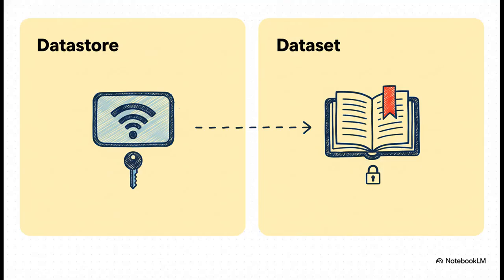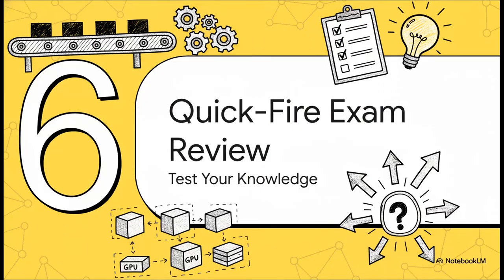Okay, this can be one of the most confusing topics for people, but I promise this analogy makes it so simple. A data store, just think of it as the saved password for your office Wi-Fi. It's just the connection info. You set it up once and kind of forget it. A dataset, on the other hand, is like a bookmark to a specific web page. It's a pointer to the actual data you want to use. So you use the password, the data store, to get to the page, the dataset. Simple as that.